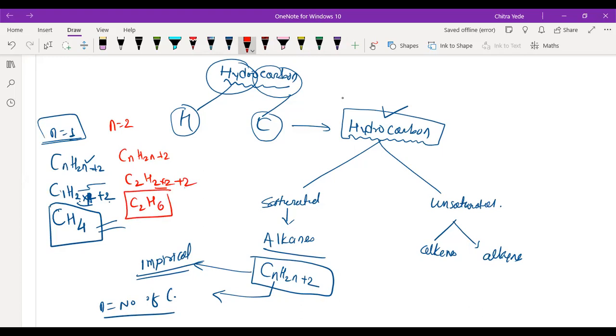So see here, we can place the value of n equals 1, 2, 3, up to infinity, and each time we will get the saturated hydrocarbon called alkanes. That general formula CnH2n+2 is the general representation of alkanes, which is called the empirical formula. Understood what the empirical formula is all about?